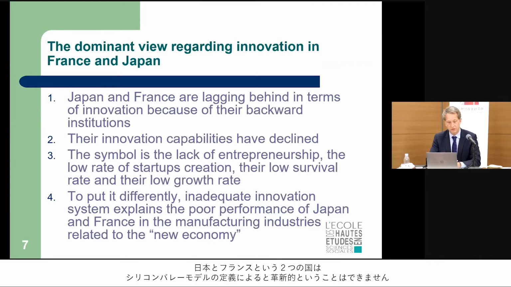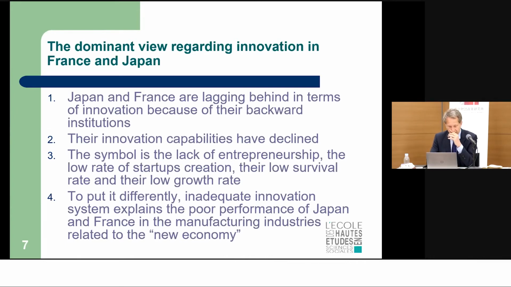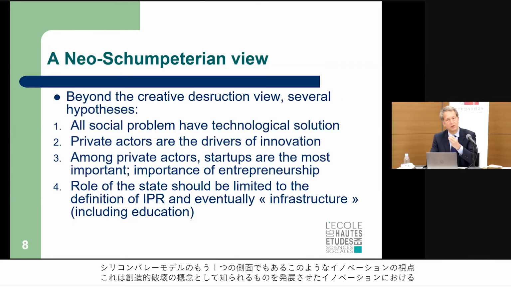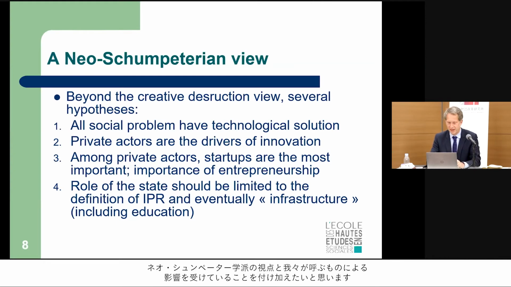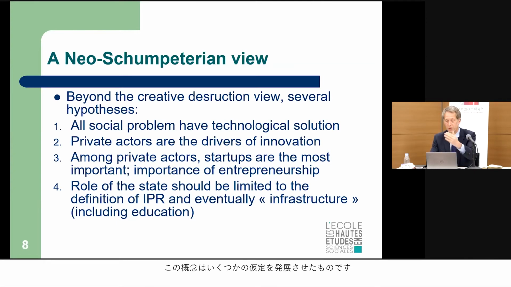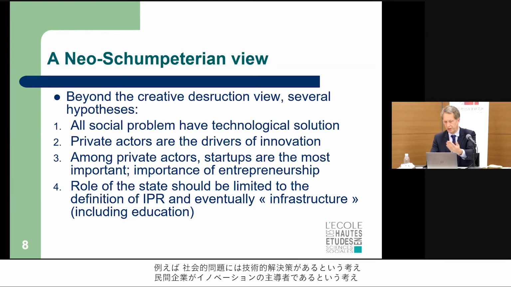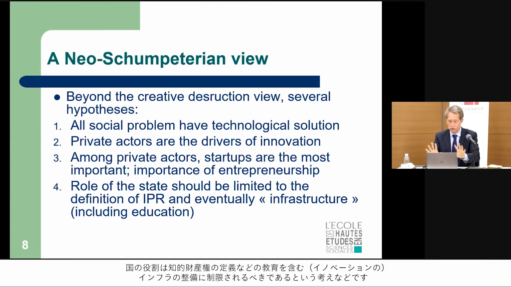We have 2 countries, Japan and France, who are not innovative according to this definition of the Silicon Valley model. I would add that this perspective on innovation, the emphasis of the Silicon Valley model, is very much inspired by what we may call a neo-Schumpeterian view on innovation, which is known for the idea of creative destruction, of course, but that developed several other hypotheses. For example, the idea that all social problems have technological solutions, that private actors are the drivers of innovation, and that the role of the state should be limited to the definition of IPR and eventually infrastructure, including education.